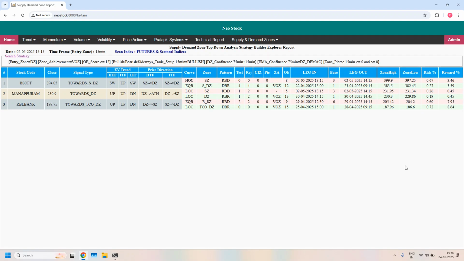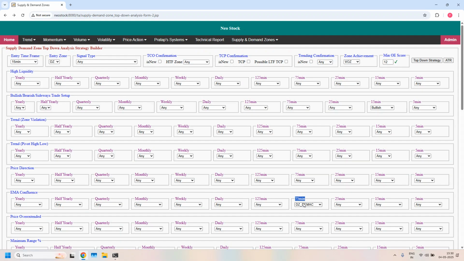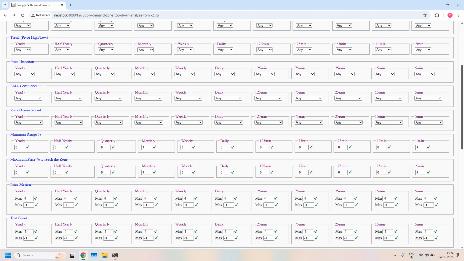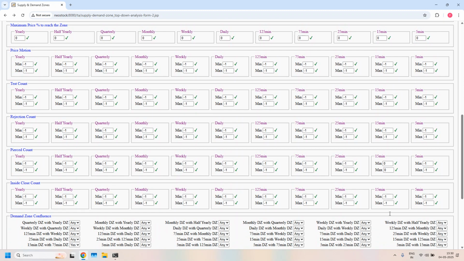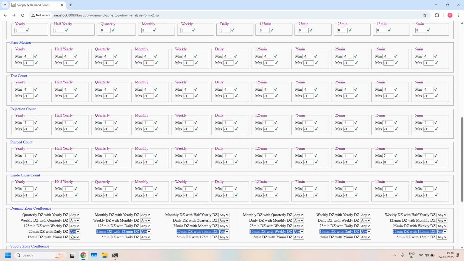Okay, next we will look into LTF, ITF, HTF demand zone confluence supported stocks. I am removing the EMA filter. In the demand zone confluence, we have to set 3 filters. The first filter is already enabled. Next, 15 minutes and daily demand zone confluence, and 75 minutes and daily demand zone confluence.